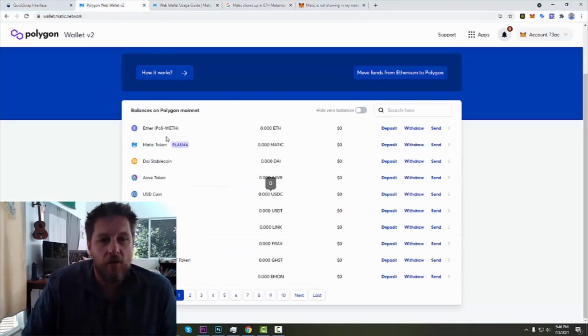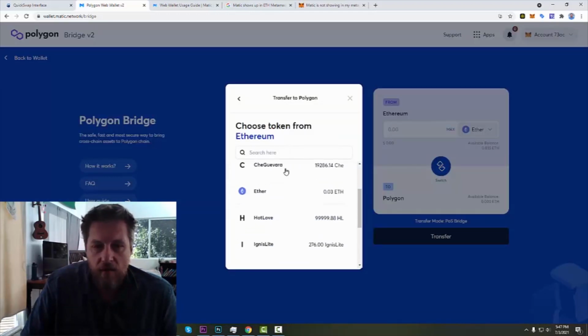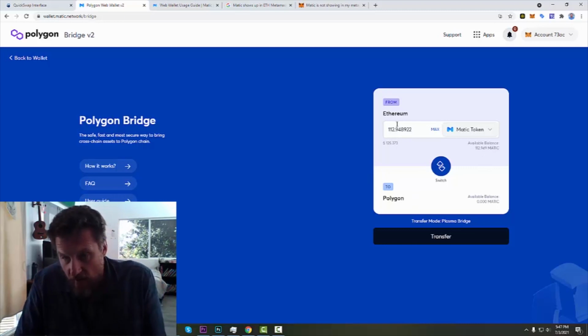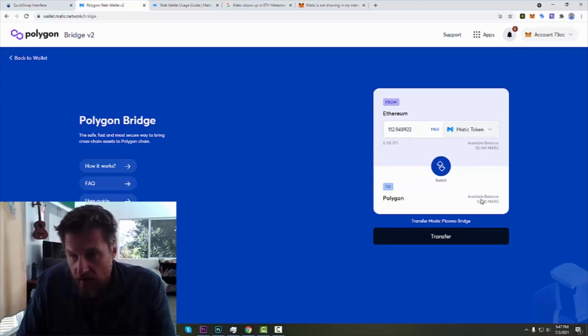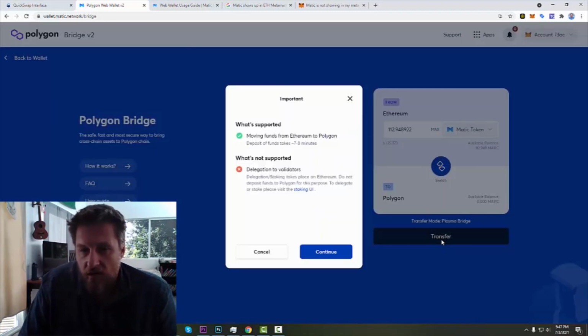Okay, so I want to move funds from Ethereum to Polygon. From Ethereum, I'm not moving my Ether, I'm moving my Matic token. Boom. So I want to move all my Matic token from Ethereum to Polygon. I'm surprised it's not showing me a balance there, but I'm gonna trust in the process.